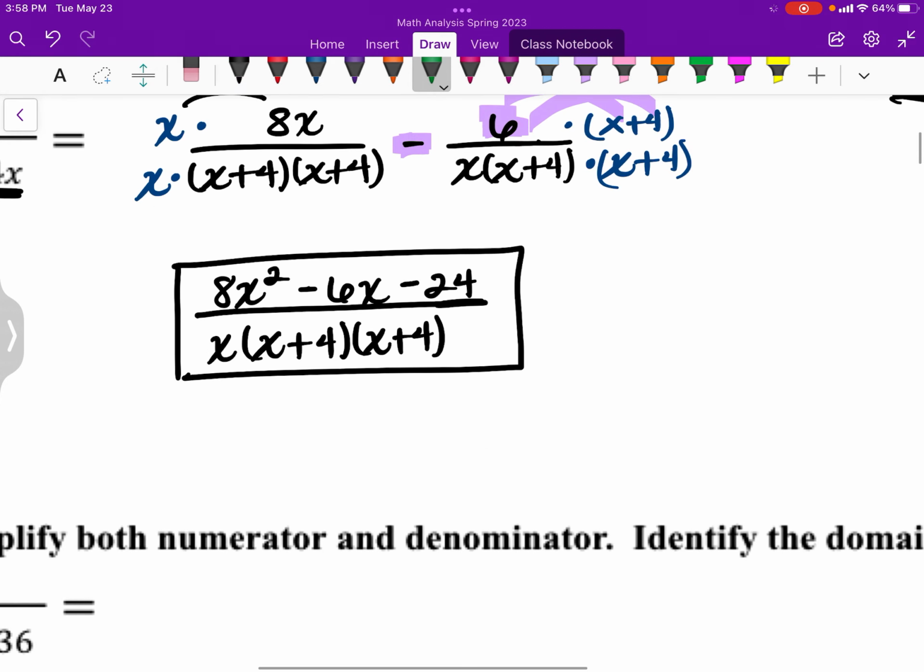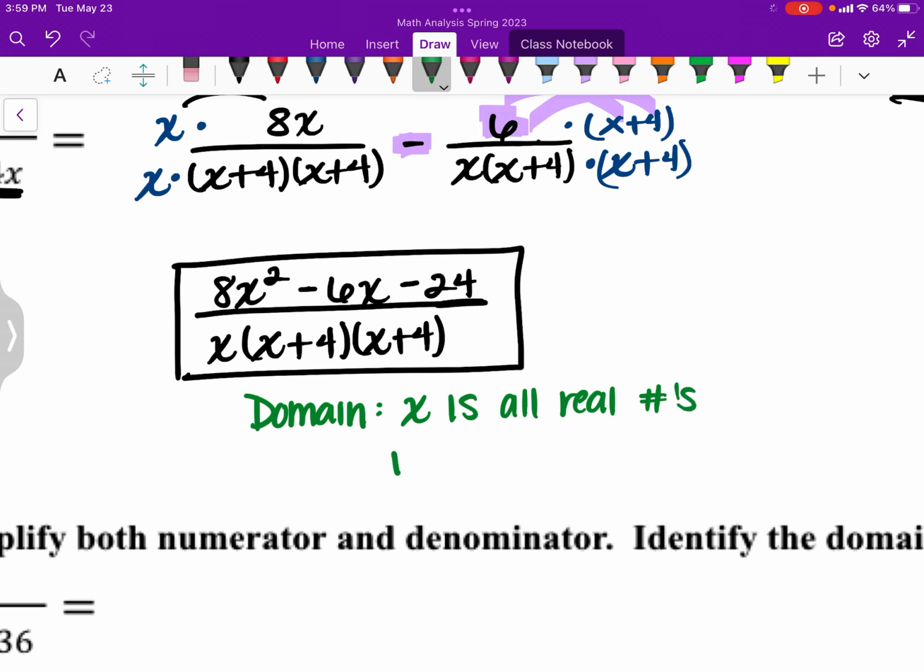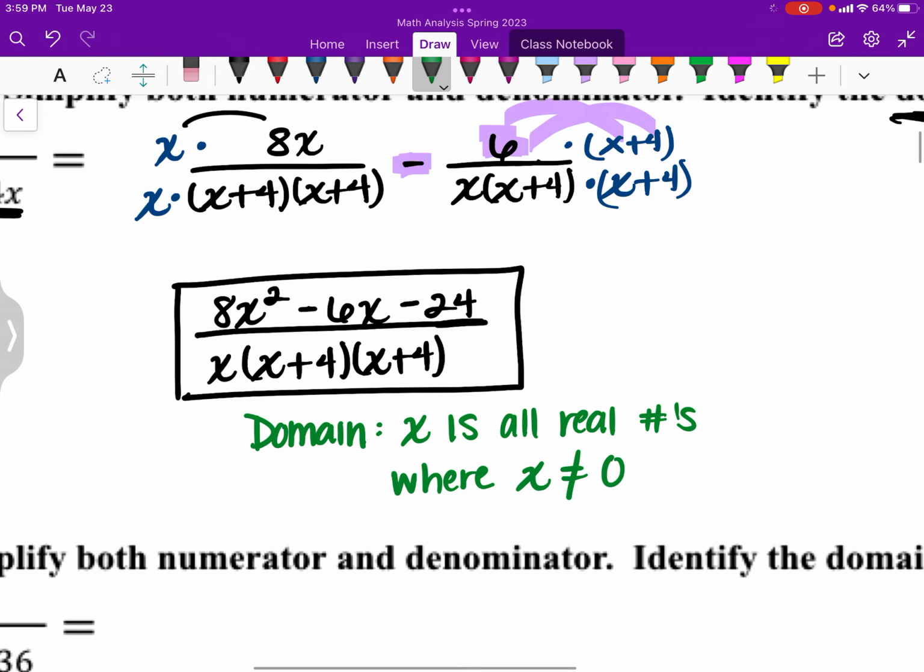Now for the domain part. Domain represents the values of x where the expression is defined. So x is all real numbers where x cannot equal 0, and it cannot equal negative 4, right?